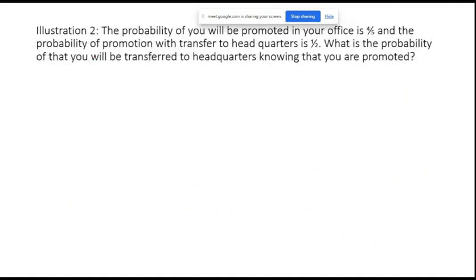Okay, we go to the next problem. Now this is an interesting problem related to HR. The probability that you will be promoted in your office is 4 by 5. That means there is an 80% chance that you will be promoted in the next schedule to be declared by your organization. And the probability of promotion with transfer to headquarters is half. That means both happening simultaneously. So that probability is very high, and that is half. What is the probability that you will be transferred to the headquarters knowing that you are promoted?